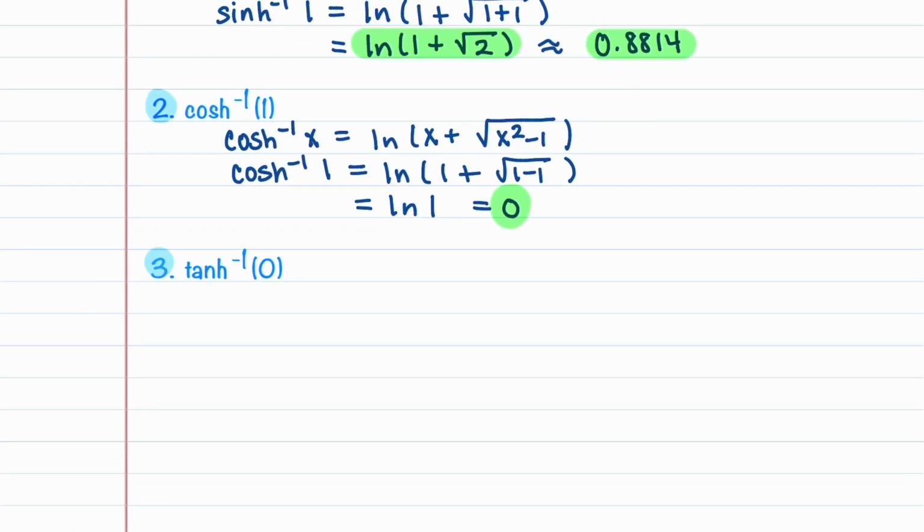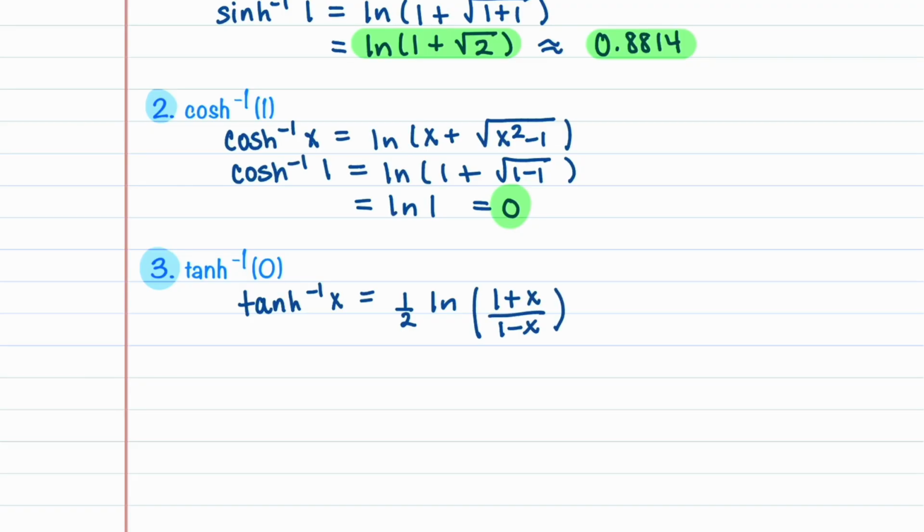Now let's look at our third example. We are going to evaluate inverse tanh of 0. Let's write down our formula first. Inverse tanh of x is 1/2 times the natural log of 1 plus x, all divided by 1 minus x.